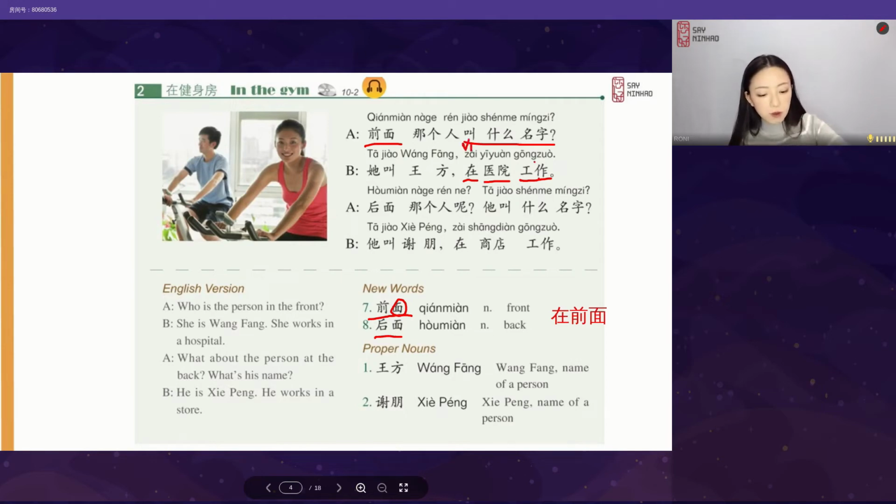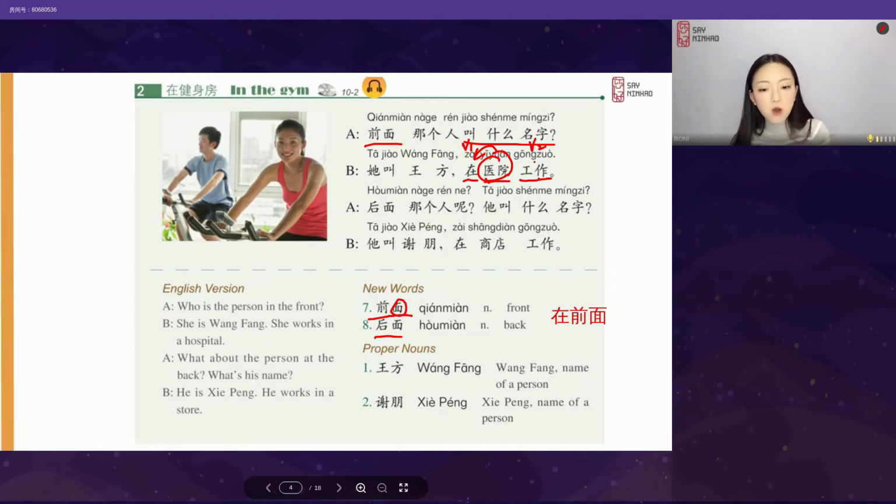在 is the verb 1 and 工作 is the verb 2 and 医院 is the location for 在. And sometimes, when this location is not that important, we can ignore it. Okay? 在医院工作, working at the hospital. In this sentence, working at the hospital is very important information, so we won't omit it.